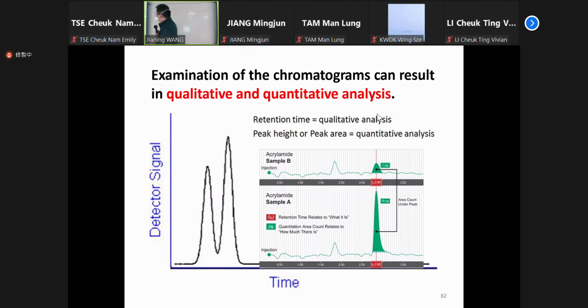So sometimes we calculate the area, sometimes we calculate the peak height. And for considering the band broadening, usually we calculate the peak area when we do the quantitative analysis.